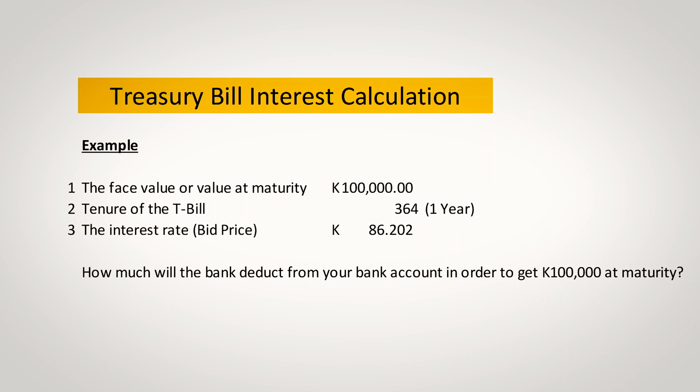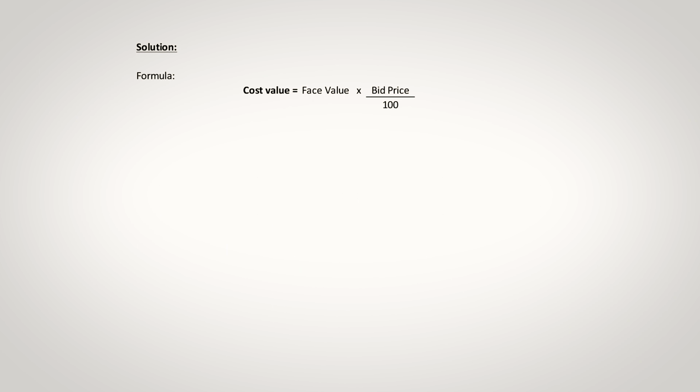In this example, you as the investor want to invest in a treasury bill with a face value of 100,000 kwacha. The tenure of that treasury bill is 1 year, and the interest rate or bid price is 86 kwacha 202 ngwe. So given these variables, how much would the bank deduct from your bank account in order to get 100,000 kwacha at maturity? Let's look at the formula.